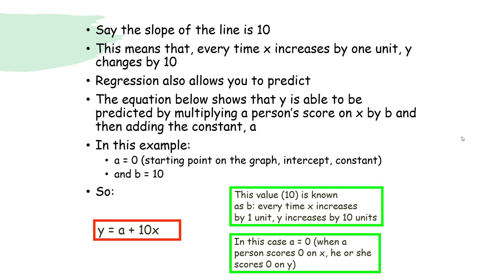Regression also allows you to predict. The equation below shows that y is predicted by multiplying a person's score on x by b and then adding the constant a. So it basically tells you exactly how much, incrementally, by increasing the x value by 1 unit, is the impact on the y value. So in this example, a equals 0, the starting point on the graph, is the constant, and b is 10, so the slope is 10. So this value 10 is known as b. Every time x increases by 1 unit, y increases by 10 units. So you can work out the impact of your x on your y by knowing what the slope and the constant is.